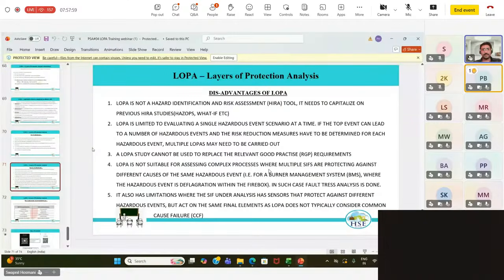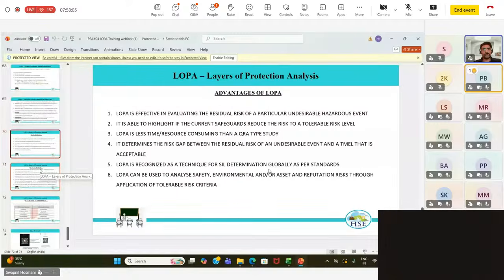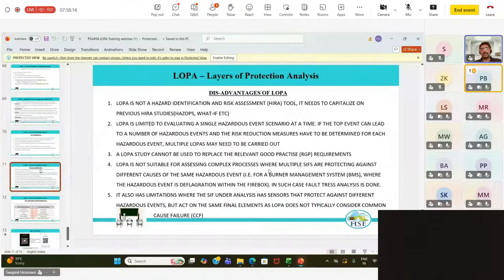Okay. So those are the advantages of LOPA. Then again, as everything has advantages and disadvantages, LOPA is not a hazard identification or risk assessment tool. You need to have a hazard identification, a HAZOP or a HERA, in place before you go to a LOPA. It needs to capitalize on the previous hazard studies, on whatever the findings are from the HAZOP and HERA. But it is not an independent tool to evaluate the hazard, okay?